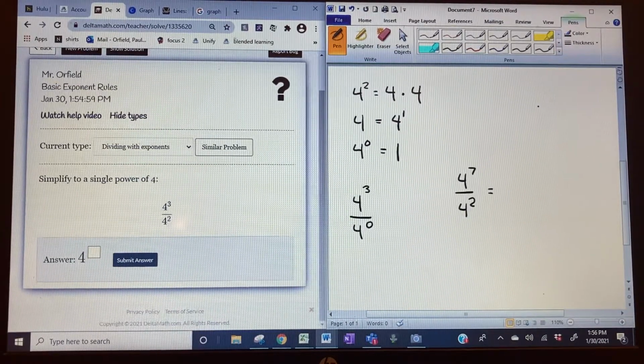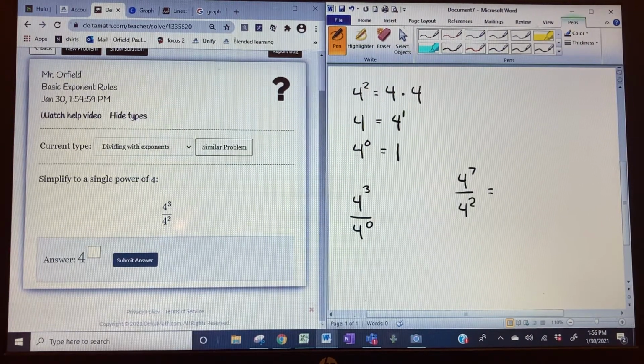All right, so now I'm going to show you how to both divide with exponents and how to raise an exponent to another exponent, which can also be called power of power. So a couple things I want to review before I do this video.